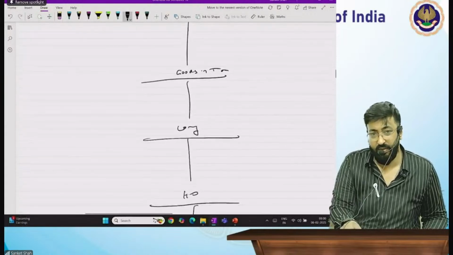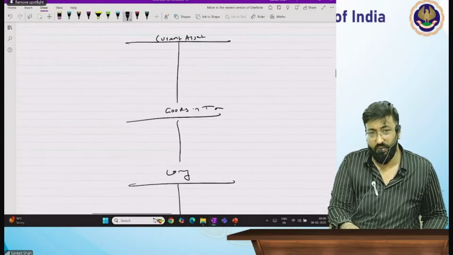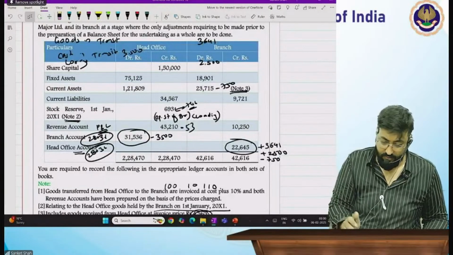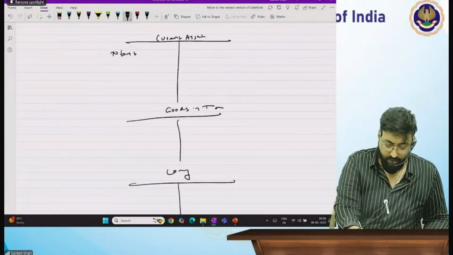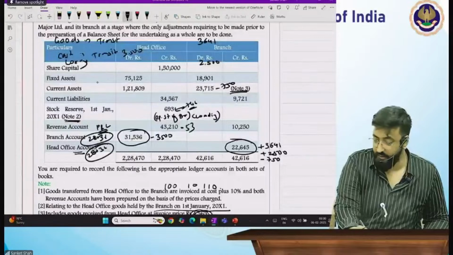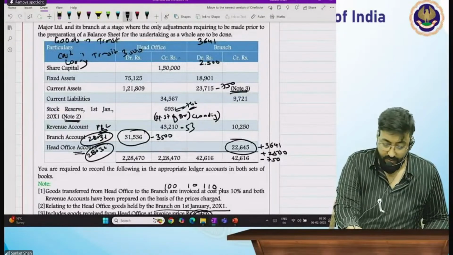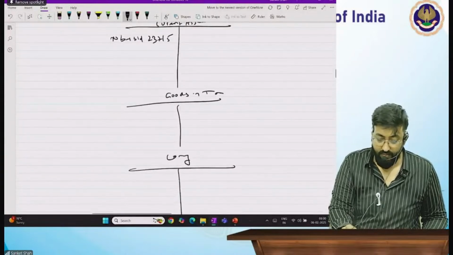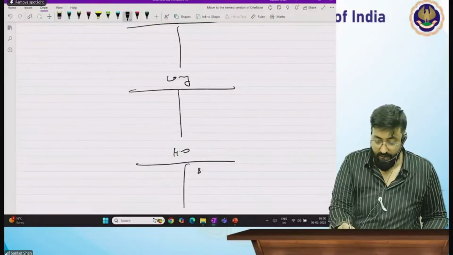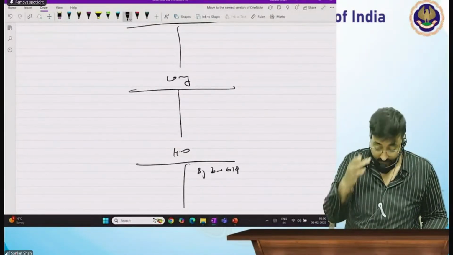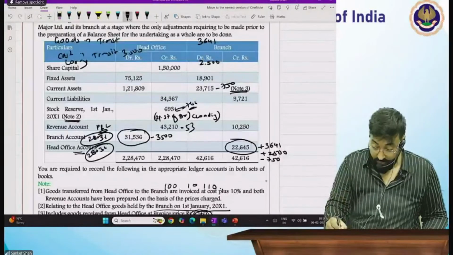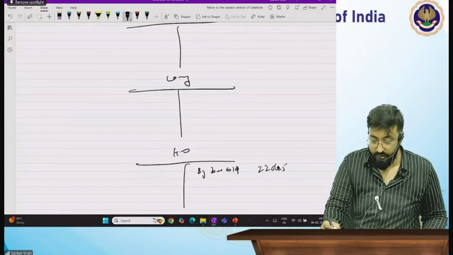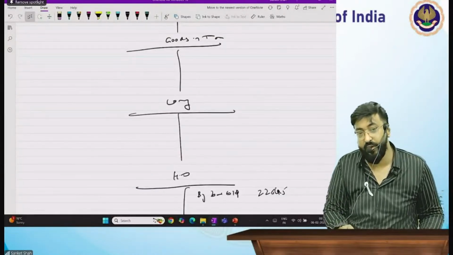Yes, sir. So tell me, does the current asset have an opening balance? To balance brought down 23,715. And head office, by balance brought down 22,645. Goods in transit does not have any balance. Lorry does not have any balance, correct?